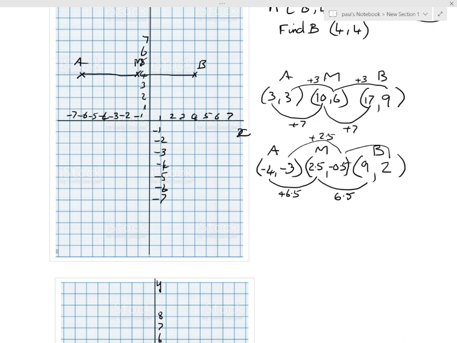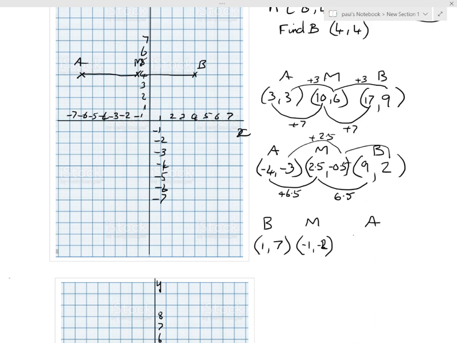Right, okay, so let's see if we got any more to do. So let's go the other way around. B is the one end of the line. The midpoint is (-1, -2). And we've got to find A.